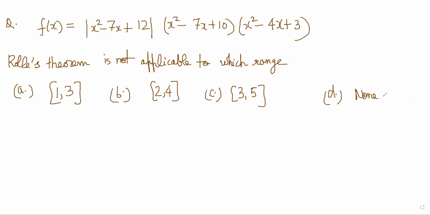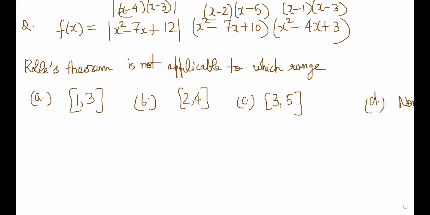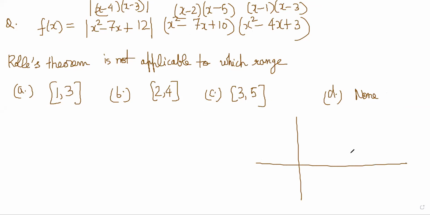So remember the conditions for Rolle's theorem and then apply them properly. The first step should be to simplify the function a little bit. Remove the mod sign from the function. Basically define the function nicely. So this is x minus 2, x minus 5. This is x minus 1, x minus 3, right? And this is x minus 4, x minus 3, but under the mod, right? So just define it in all ranges.